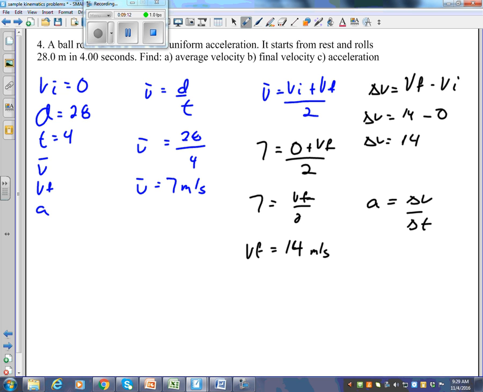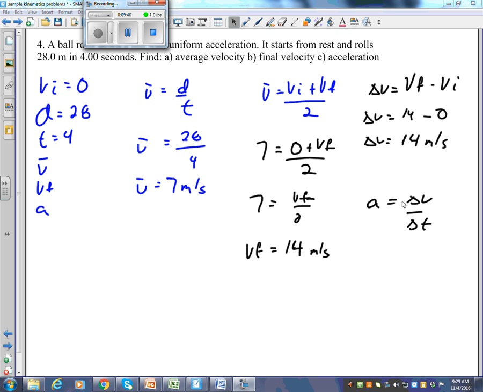Now, I'll pause for a second. Is the delta V always equal to the VF? Why not? Because you don't always start at 0. Do you start at 0 a lot? Yes. So like about 75, 80% of the time, delta V and VF are the same, but not always. They're only the same when the initial is 0. So when it's 0, we can just put 14 for both.